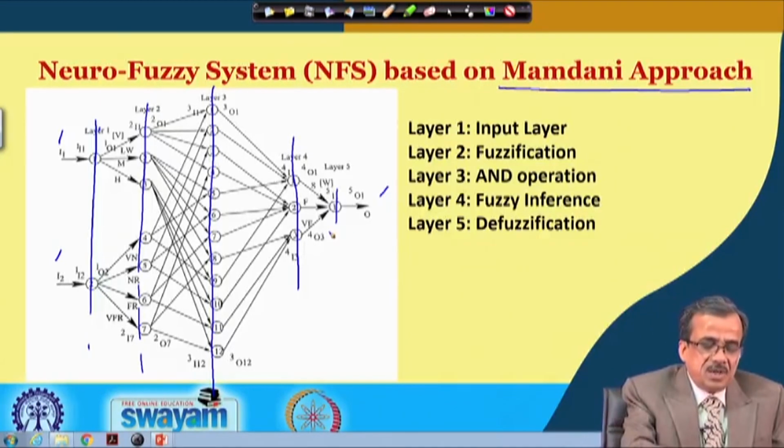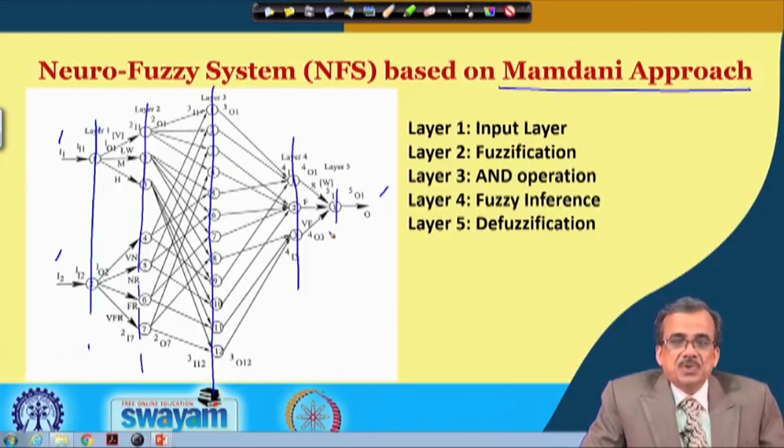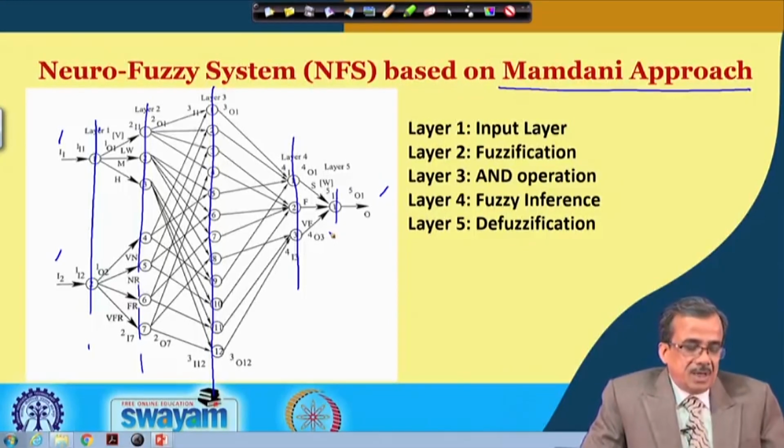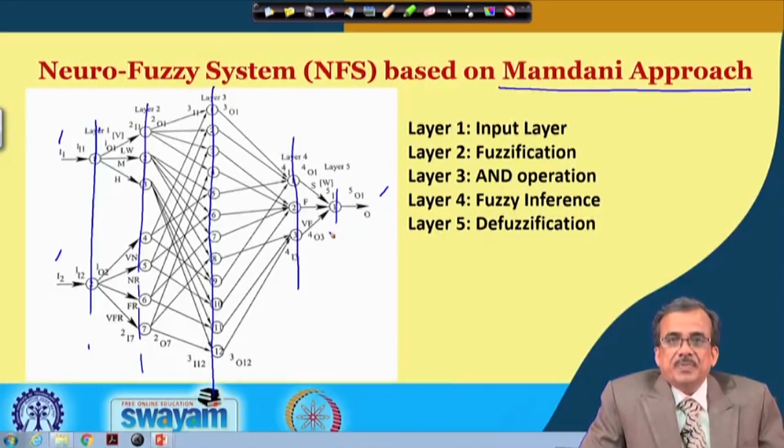Now, look wise this is similar to a neural network, but truly speaking this is nothing but the Mamdani approach of fuzzy reasoning tool. Now, what is the reason why we consider the structure of the neural network to represent the fuzzy reasoning tool? Now, the answer is very simple.